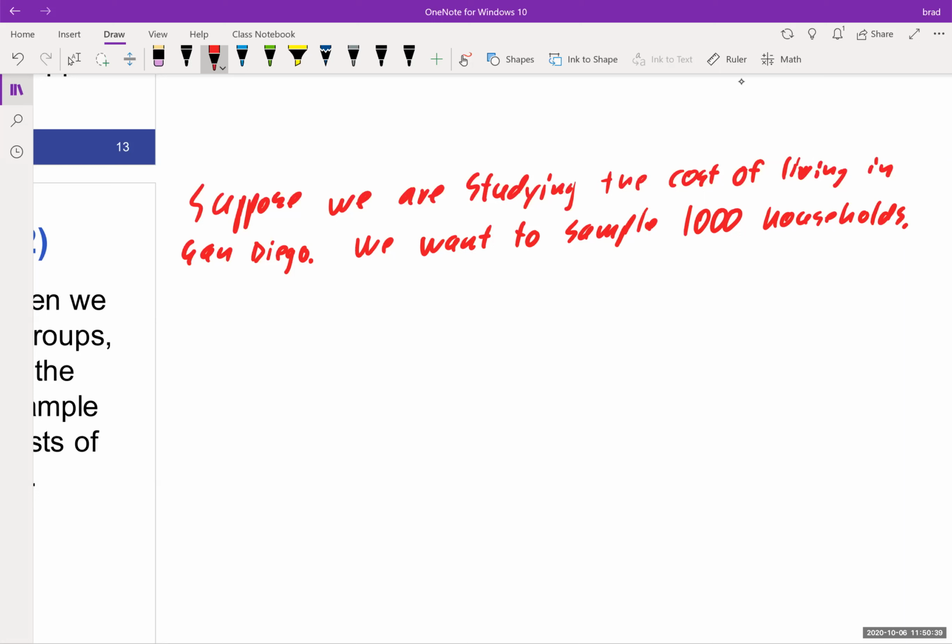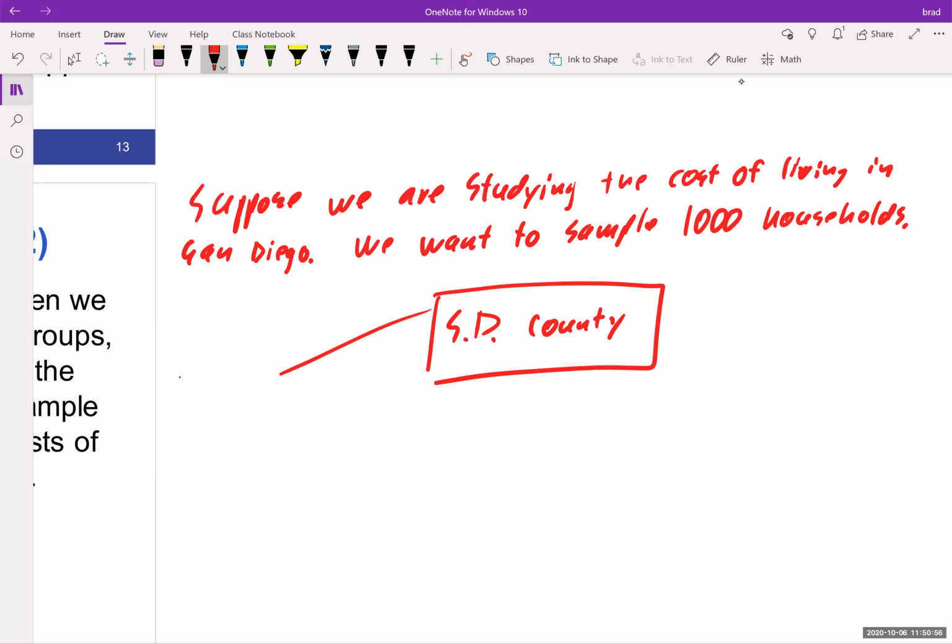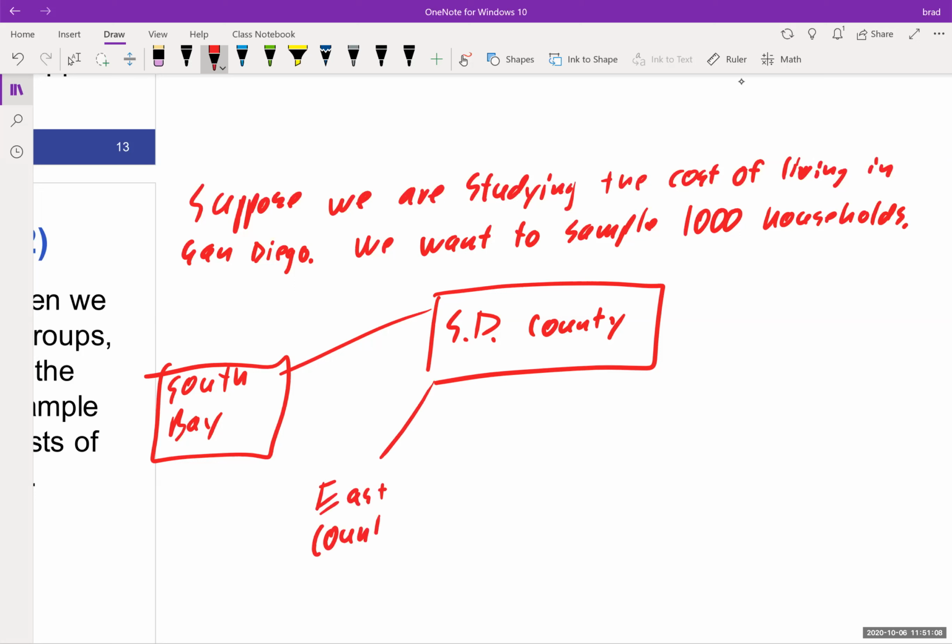Now, here's the problem. Let's divide San Diego into some categories. Let's think about San Diego County. We have the South Bay. Then we have the East County. And this is my strata. This is how I've chosen to cut up San Diego County.